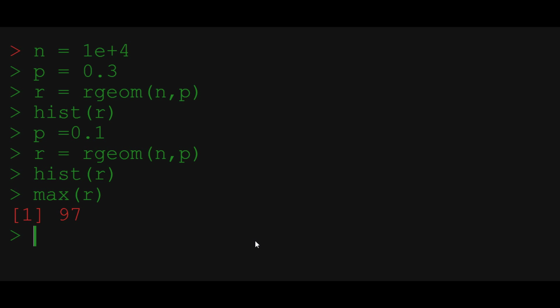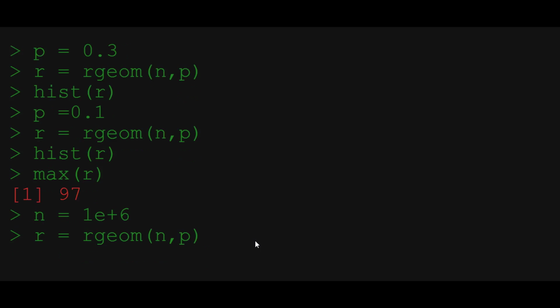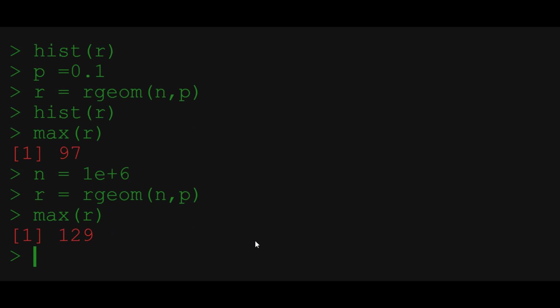What happens if we increase the sample size to 1 million? Let's regenerate the sample and see what the maximum value is. The maximum value increased. Why is that? We just simply have more observations. And even though the probability of getting 129 is very, very small, it still can happen in a very big sample.